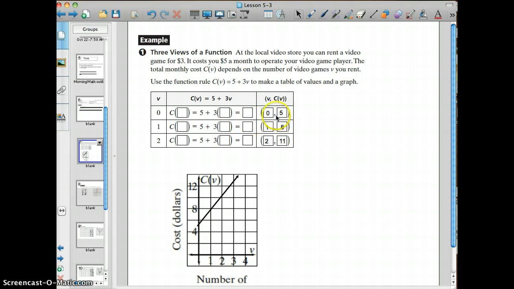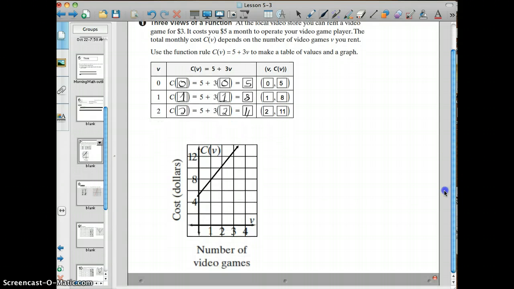So let's make a table of values here. I've got a little bit of an expanded form here. If we plug in 0, so the cost of 0 video games rented is $5 plus 3 times 0, which is going to give us 5. If I rent 1 video, 5 plus 3 times 1 is going to give us 8. And then if I rent 2 video games, 5 plus 3 times 2, which is 6, for a total of 11. So here are the points that I'm going to plot on my graph.